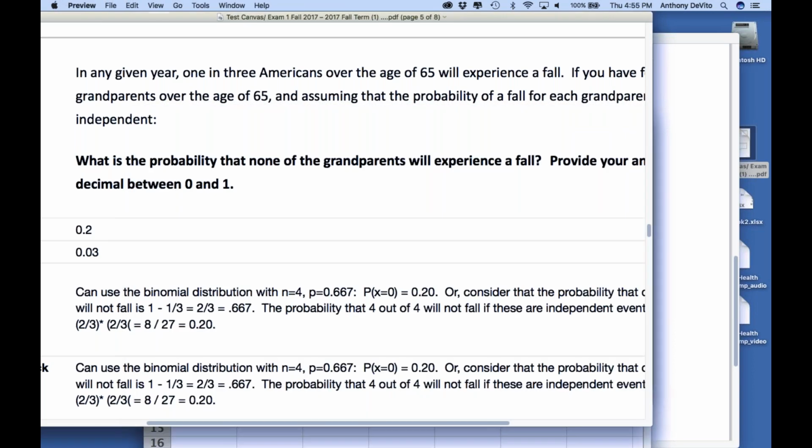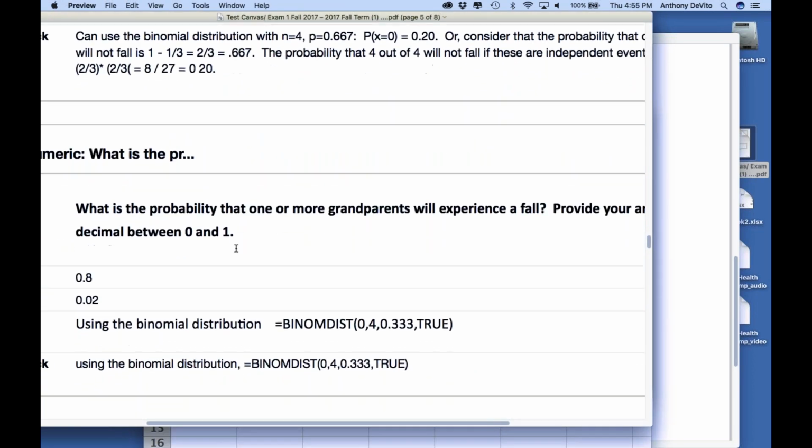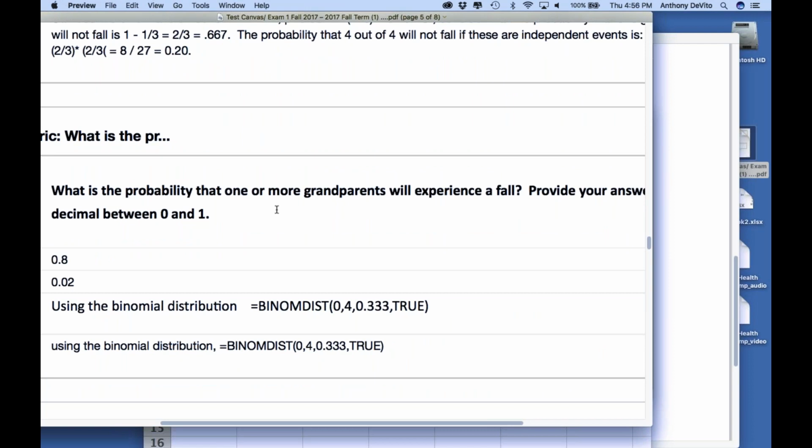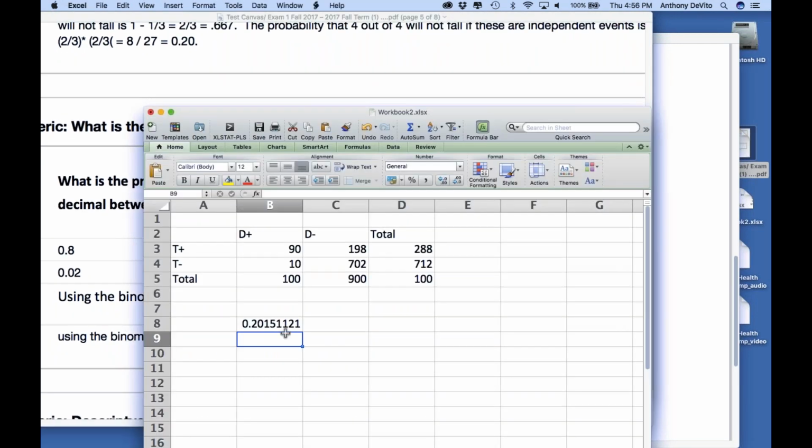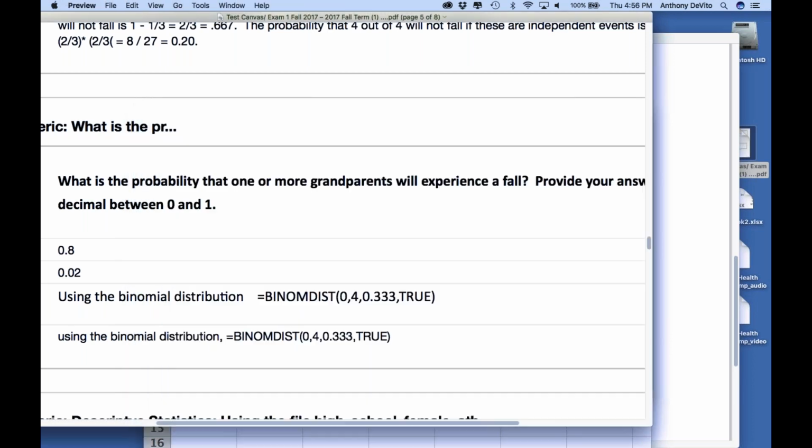Makes sense? So what's the next question we ask about this? Next question we ask is, what's the probability that one or more will experience a fall? Just like our Z table, it only works from a certain number down. In other words, 0 down, 1 down. It only gives you the probability from that number down when you say true. So if you want to know the probability from that number up, you have to subtract it from 1. So the probability of no grandparents falling is 20%. So what's the probability of one or more? It's going to be 80%, right?